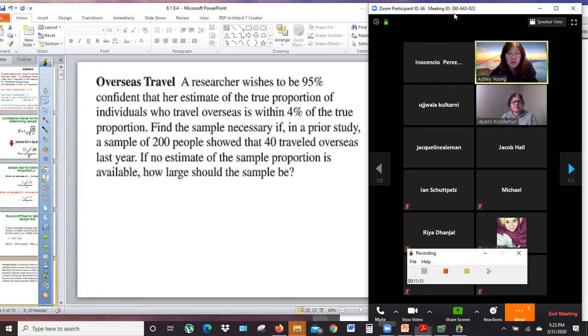So not what am I asking you, but what is the researcher asking the people? What do they ask? What kind of question is a proportion question? Anyone? You guys remember this? Yes or no? Yes, a yes/no question, exactly.